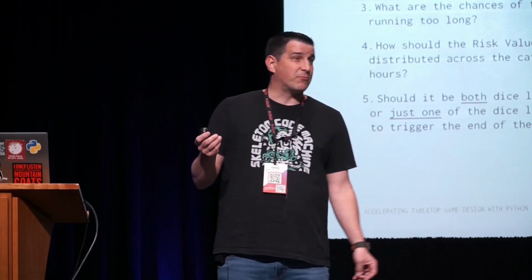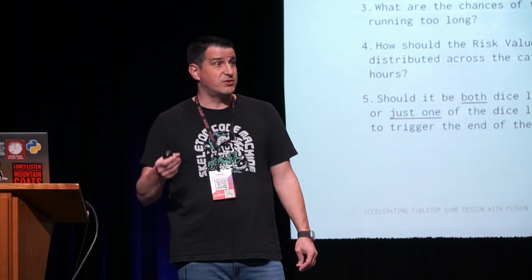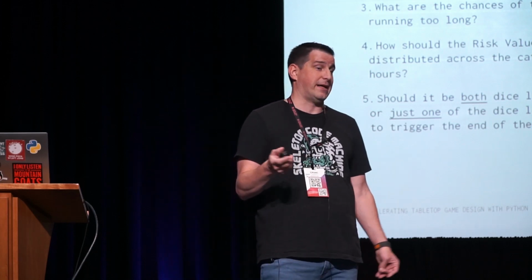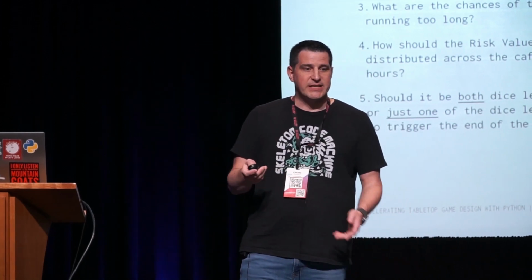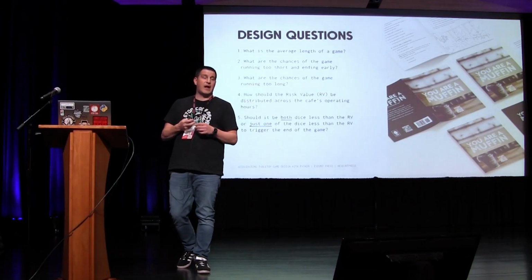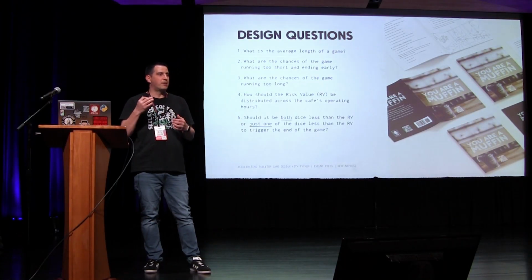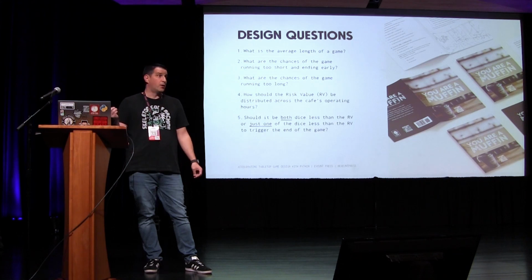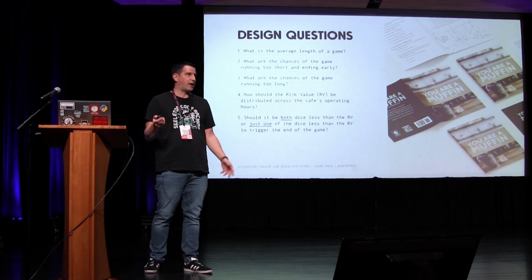What are the chances of the game running too short or too early? You also don't want it to end on the first die roll, right? That's not fun. What are the chances of the game running too long? And how should we progress that risk value as each hour goes by? Or should we just have 1 die or 2?